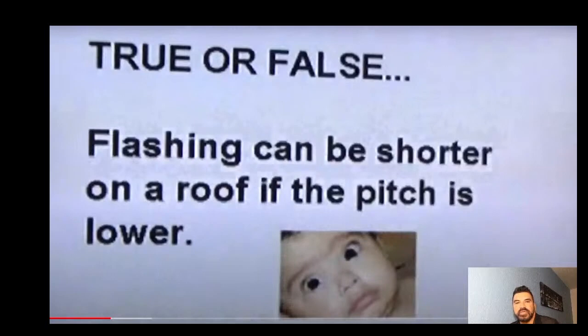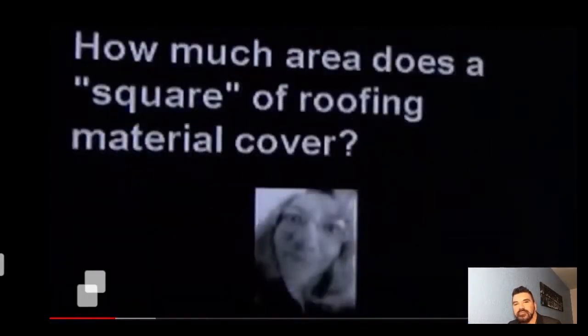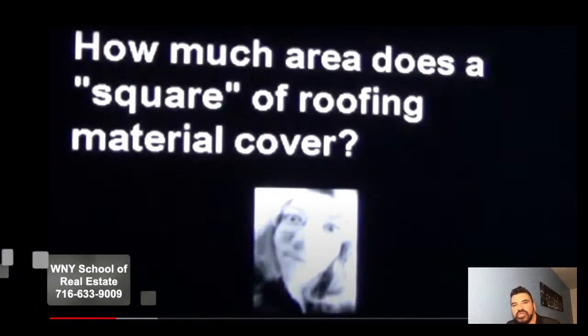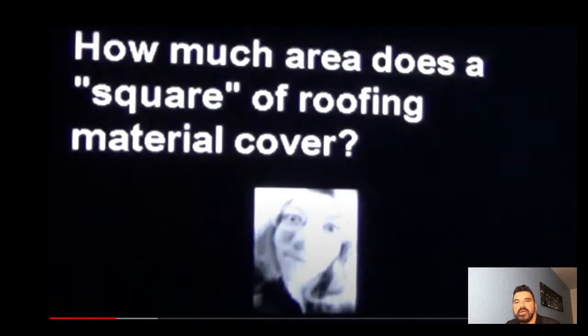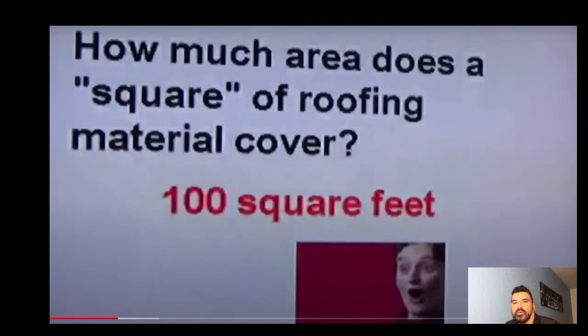True or false? Flashing can be shorter on a roof if the pitch is lower. False. If the pitch is higher, then this is true. Again, it's about reading carefully. Here's a new question. How much area does a square of roofing material cover? Popular state exam question. Of course, one square is 100 square feet.